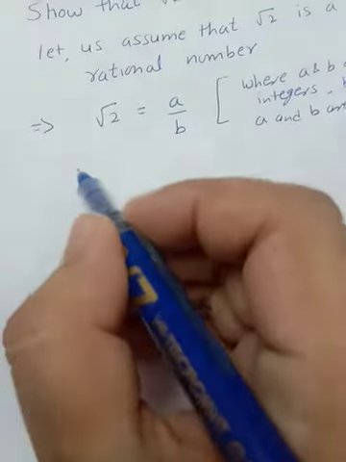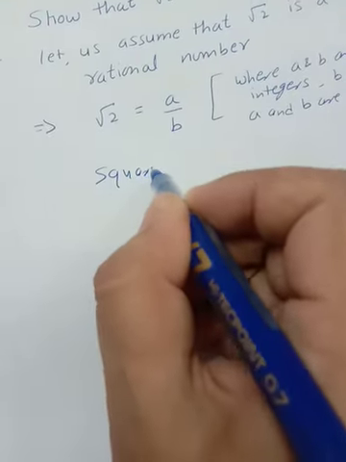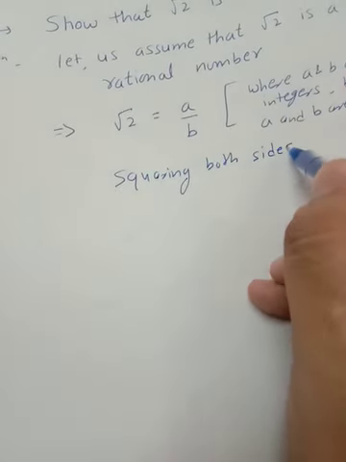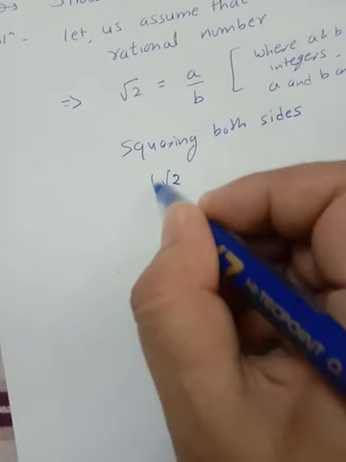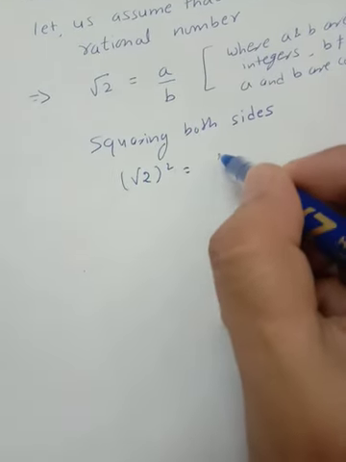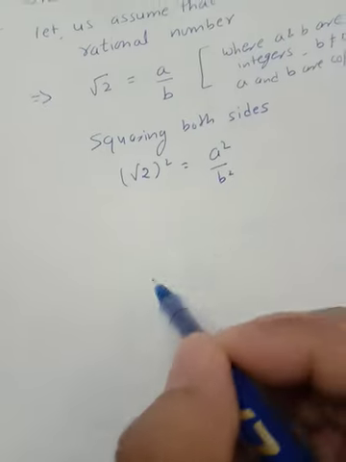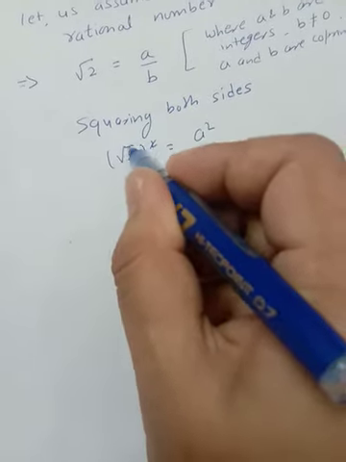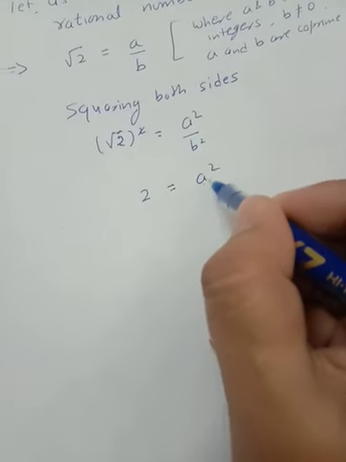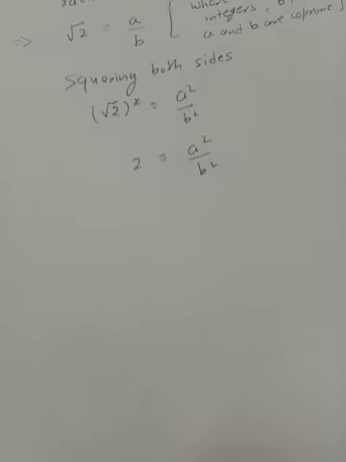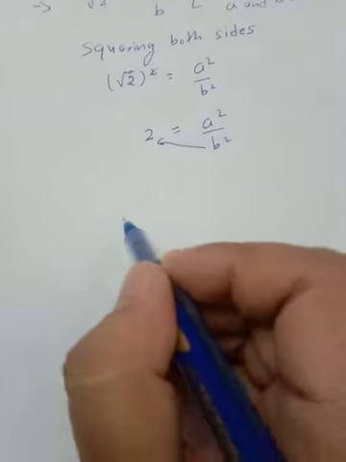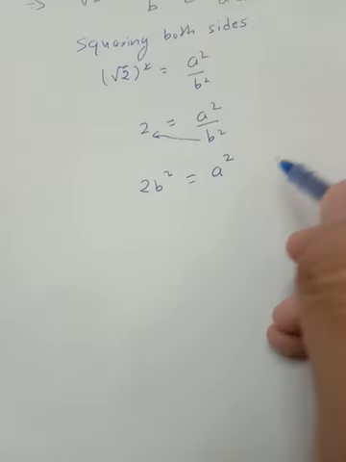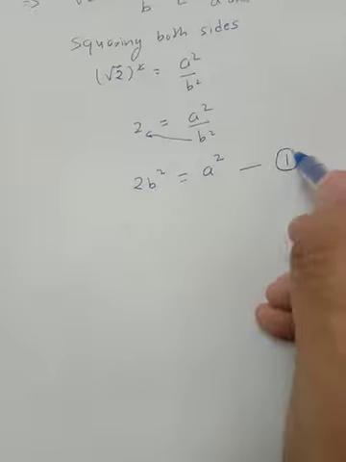After this, the next step is we will do squaring both sides. So on squaring, we will get root 2 squared equals a square upon b square. Since square cancels the root, 2 equals a square upon b square. By shifting b square here, we can write 2b square equals a square, equation number 1.